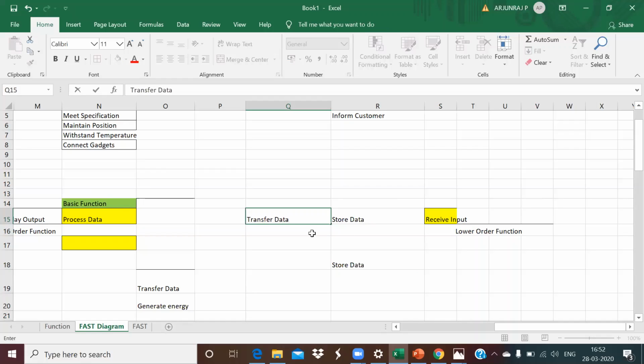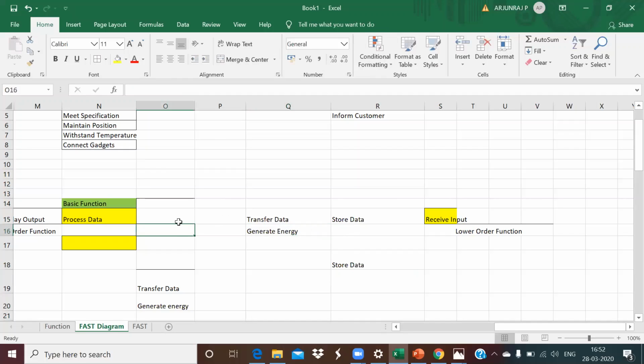So I'm going to receive the input. Why do I need to receive input? To store data. Why store data? To transfer data. At the time of transferring data, I'm also generating energy. And why do we need to transfer data? To process data. Why do we need to process data? To display the output. So this is an empty column.